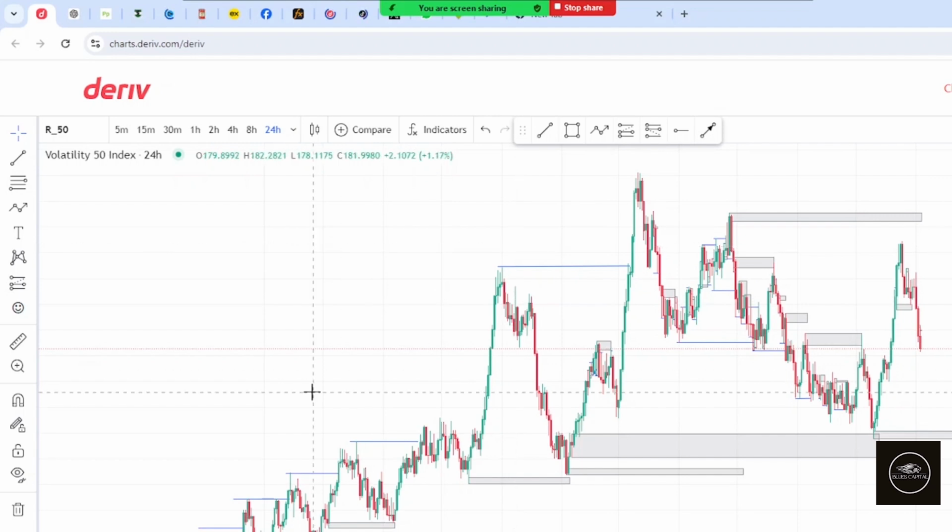Can you see the beautiful trend? That's beautiful market structure. Hope you all can see my screen.